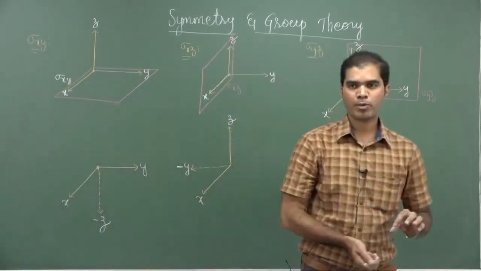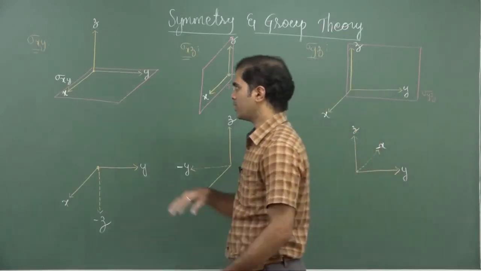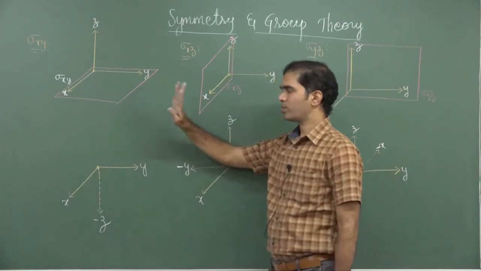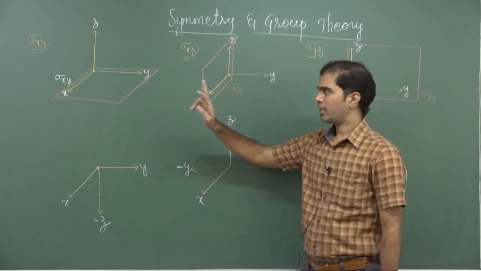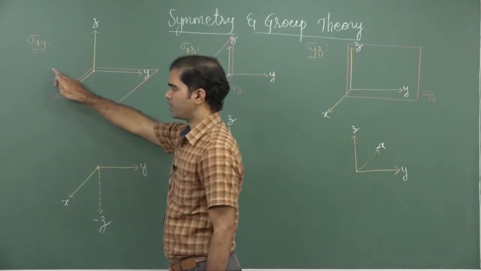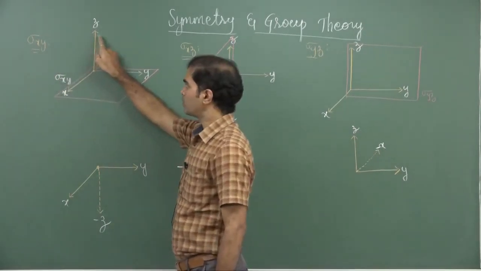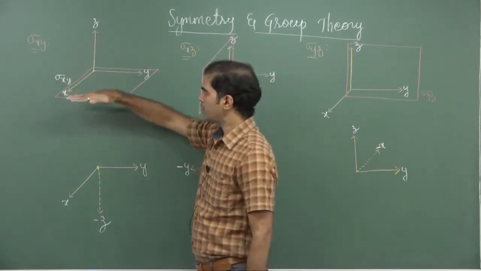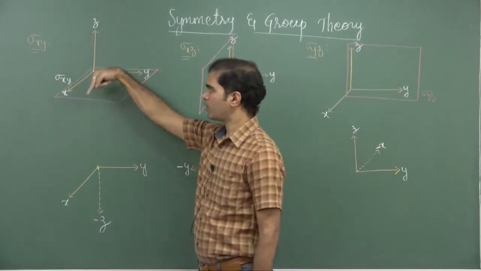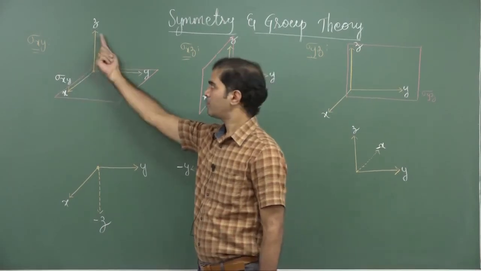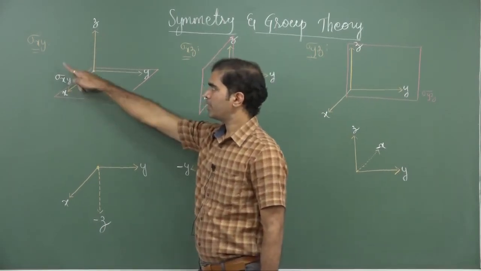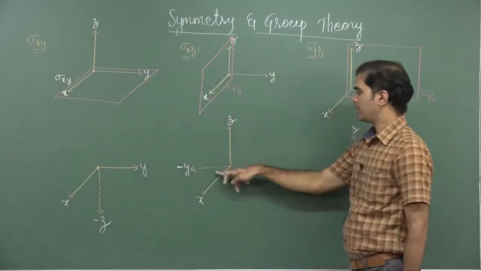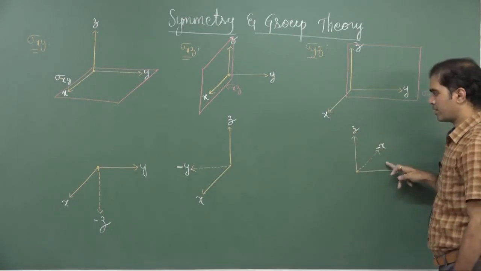I am repeating the final point for the plane of symmetry, or sigma symmetry. From whichever coordinates the plane passes, those coordinates do not shift their position. They do not exchange with their opposite faces. But that coordinate through which the plane is not passing, or that coordinate which is perpendicular to the plane, will undergo a shift. That will exchange with its opposite face. In the first case, it is z. In the second case, it is y. And in the third case, it is x.